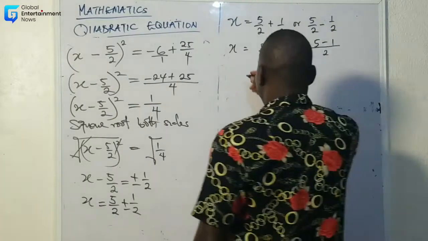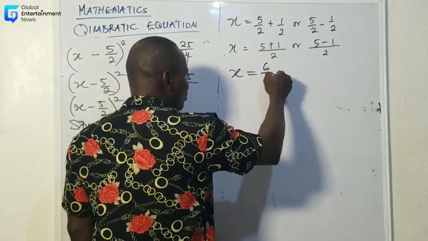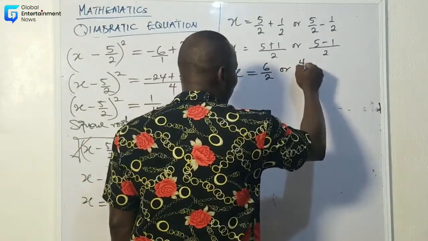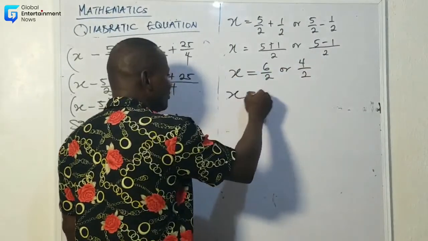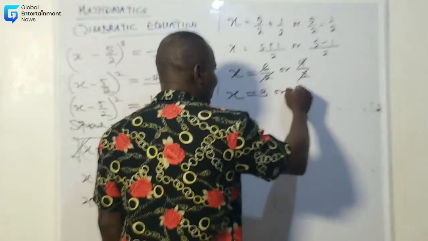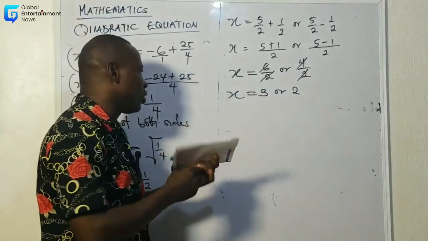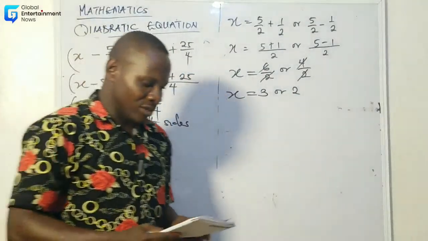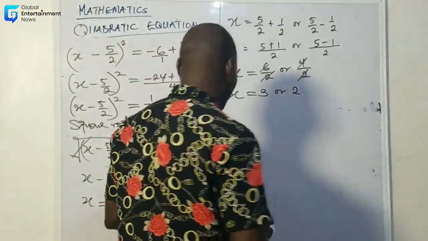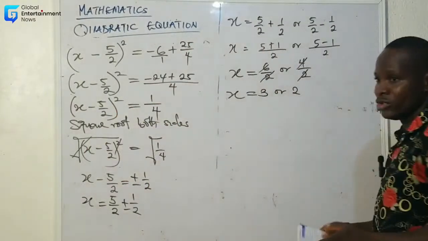Then what do we have now? We now have x is equal to 5 plus 1 is what? 6 all over 2 or 4 all over 2. So what do we have left? We have 2 here 1, 2 here 3, or 2 here 1, 2 here 2. So therefore, my x is equal to 3 or minus 2. 3 or minus 2.